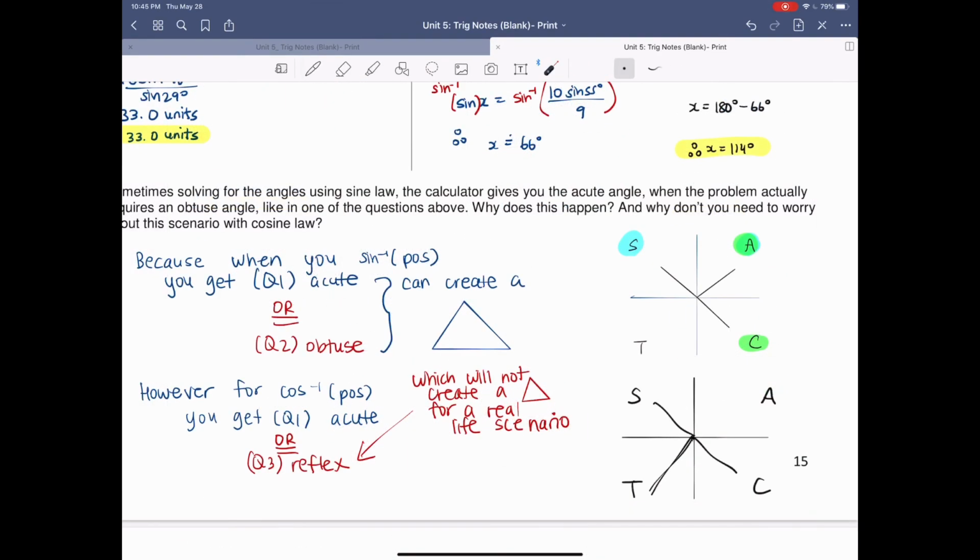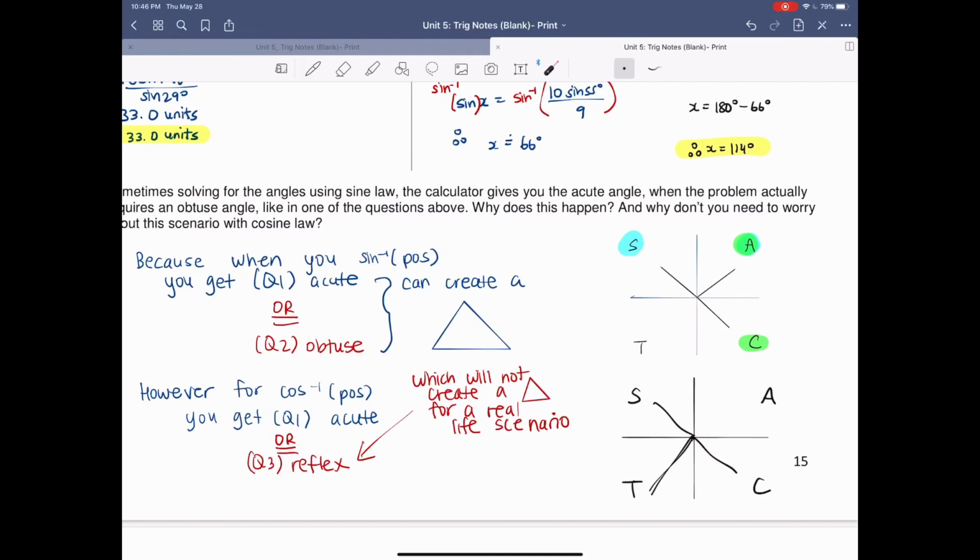So really quickly, I was curious about what happens when you take a sine inverse of a negative or cos inverse of a negative. I'm realizing that if I take sine inverse of a negative, I'm right here, which means I always get a reflex angle, and so the answers won't make sense anyways for when you're making a triangle, so you don't have to worry about that. When you take a cos inverse of a negative number, you get an obtuse angle and a reflex, and so that means only the obtuse makes sense when we're talking about it as a triangle.